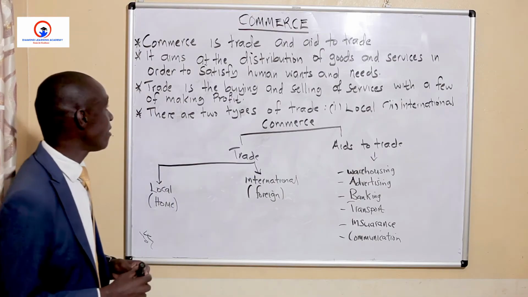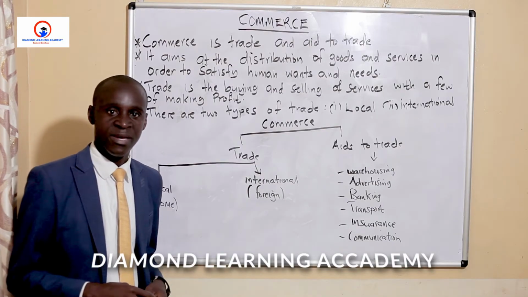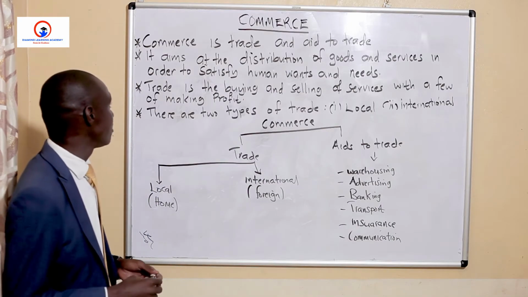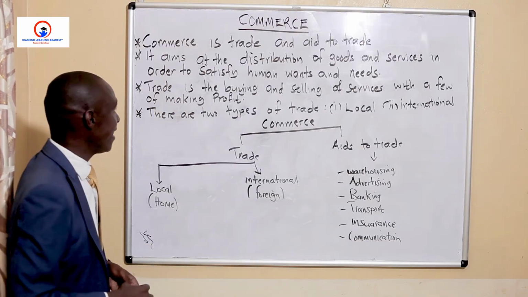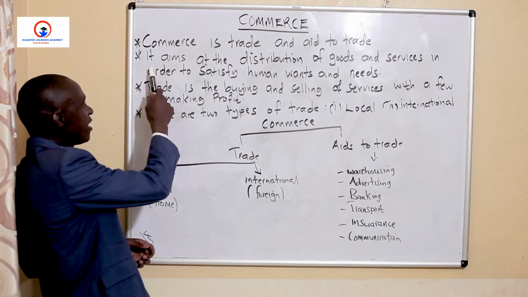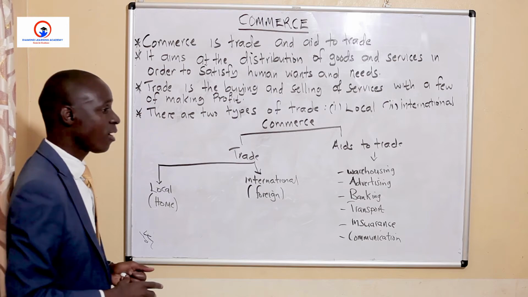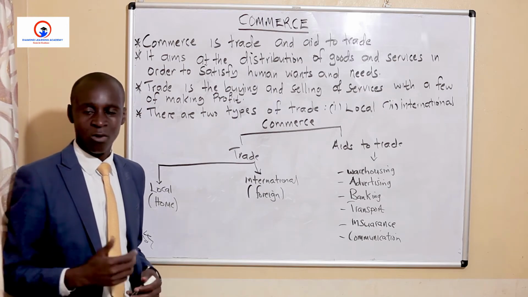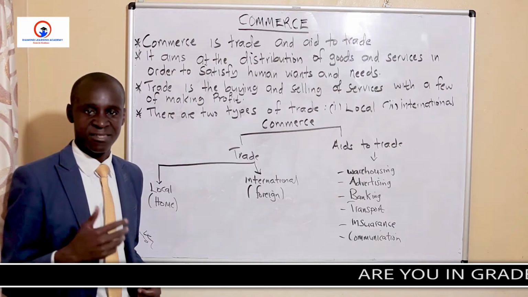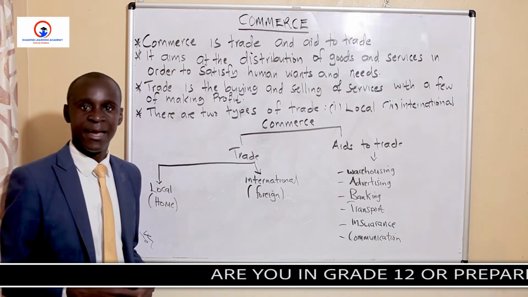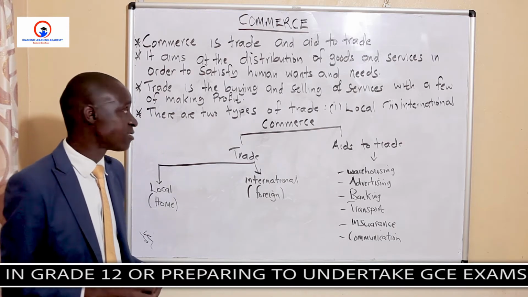So on my board here, I have defined a good definition that we're able to use when we'll be understanding and doing our presentations. And so what are we trying to say? Commerce is trade and aid to trade. And so it aims at the distribution of goods and services in order to satisfy human wants and needs. So at the core of everything, when we hear the word commerce, we're talking about satisfying human needs. And human needs are in various forms and ways in this life.